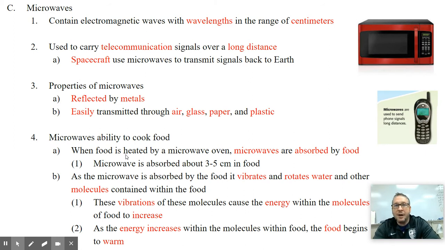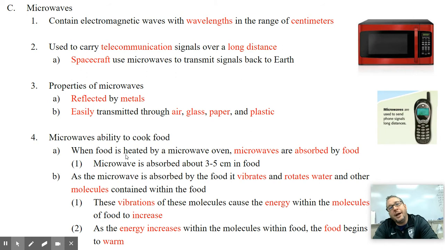And here is how a microwave can cook food. When food is heated by a microwave, the microwaves produced by the microwave are absorbed by the food. Okay, so it doesn't only go so deep, okay, about 3 to 5 centimeters. As the microwaves that are being produced are absorbed by the food, it starts to vibrate and rotate the water and other molecules that are contained in the food. And these vibrations are going to cause the energy in those molecules to increase. And so as the energy increases within the molecules, the food begins to warm.